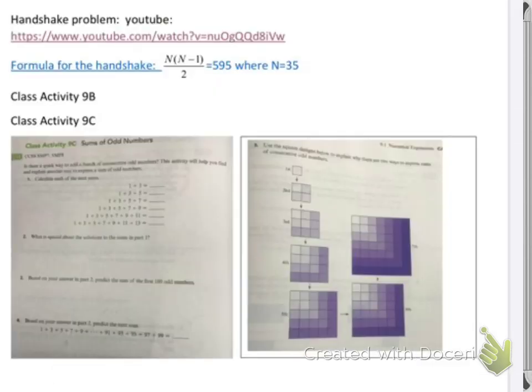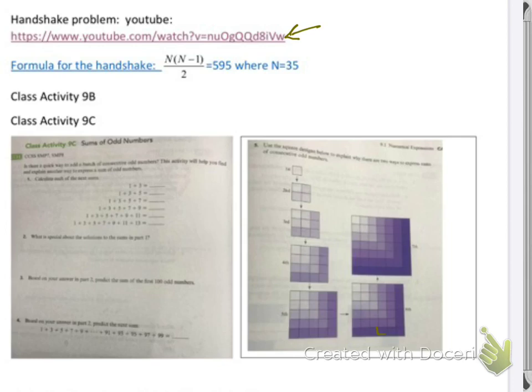So here what they're doing, there's a handshake problem I wanted you to look at. And I have a video right here, so you can just copy it to your browser and look at that. There is a formula for the handshake that's going to make your life so much easier. So they did a very nice job, I thought, with little Lego cubes that they visualized what it would be like if you had 35 people shaking hands. So mathematically, you can figure it out. Once you see a lot of patterns, this is what it is.